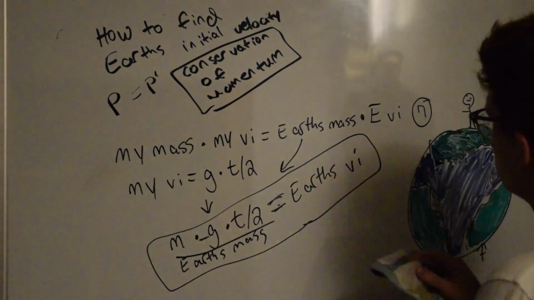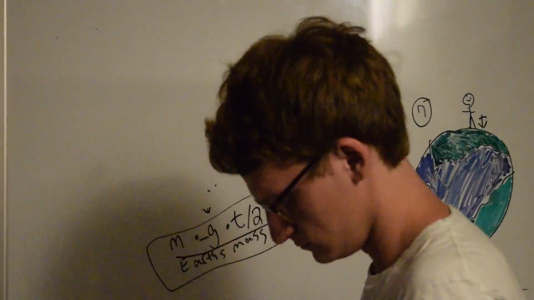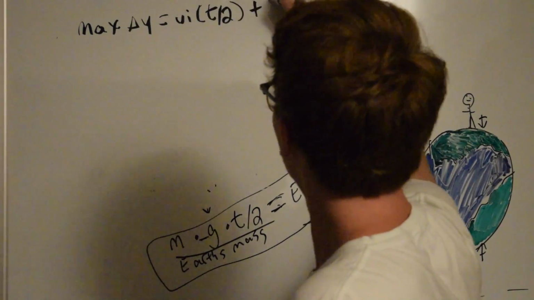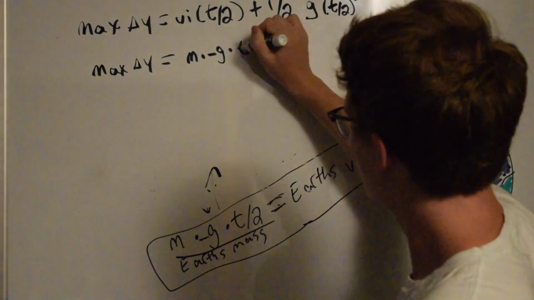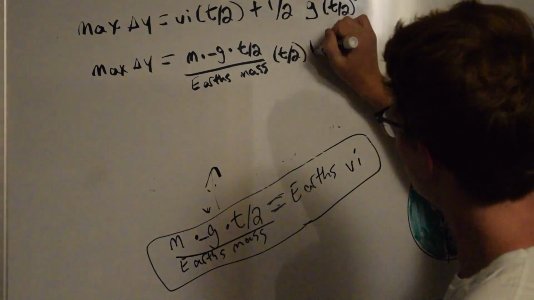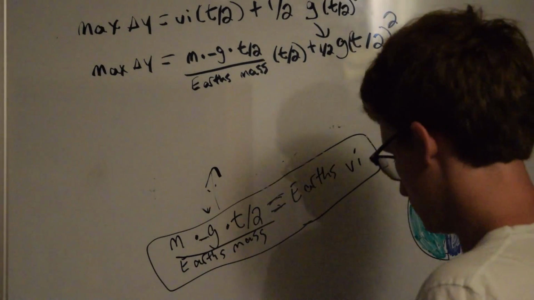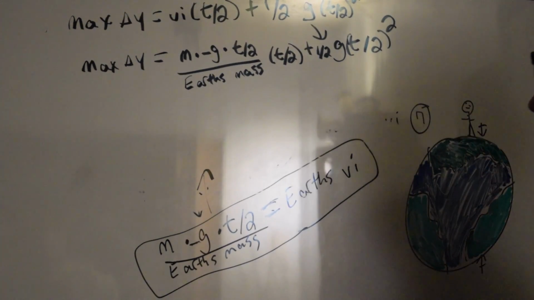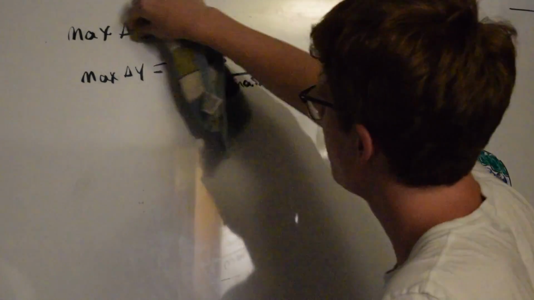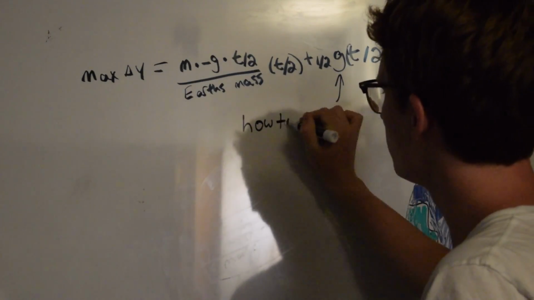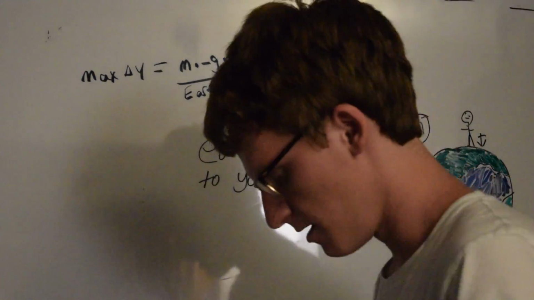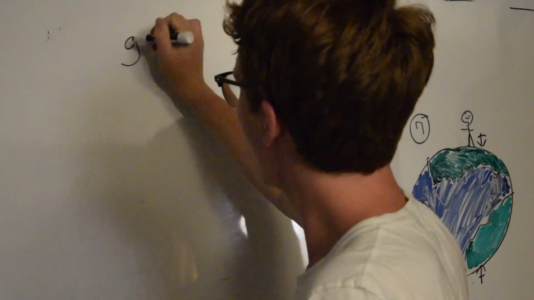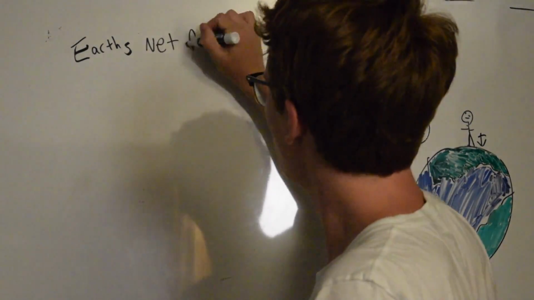So now that we know how to find Earth's initial velocity, we can plug that in. And I put the negative by the g because that value of gravity will be a -1, since it is pulling down, we assume that's negative. So replacing initial velocity with the equation we found, we then need to find Earth's acceleration to you, also known as its gravitational pull to you.